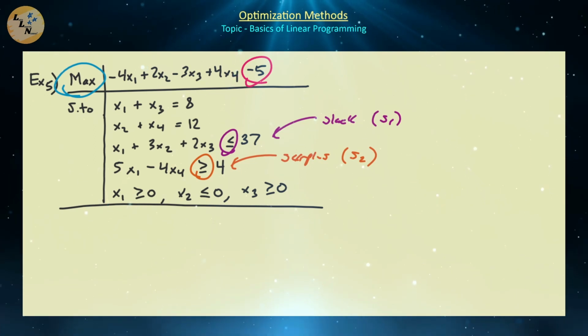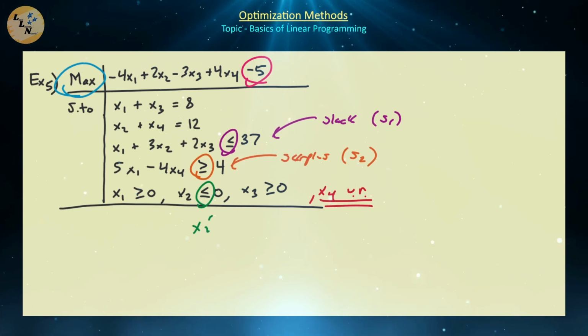Also, we have some variables that are not in the right orientation. For example, we have x1 greater than or equal to 0. That's good. But this less than or equal to 0 term, that's not good. So we definitely need to mirror x2 around, call it, say, x2 prime. And we have one other thing. In particular, x4 is not even mentioned here. That is, x4 is unrestricted, right? So that is an unrestricted variable. We need to take care of that. So we have 1, 2, 3, 4, 5, 6 different issues that we need to take care of here.